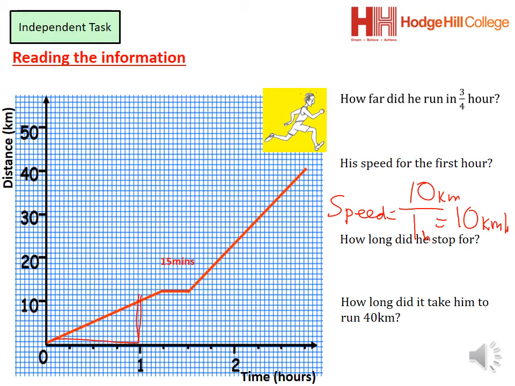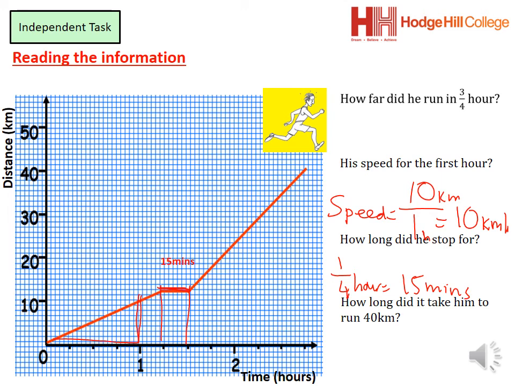Okay, it also says how long did he stop for, so you are looking for a straight line. And you can see here, this is where we have that straight line. That means there's no gradient, there's no speed, because the person is stationary, and the time that this person is stationary for is 1/4 of an hour, which is the same as 15 minutes.